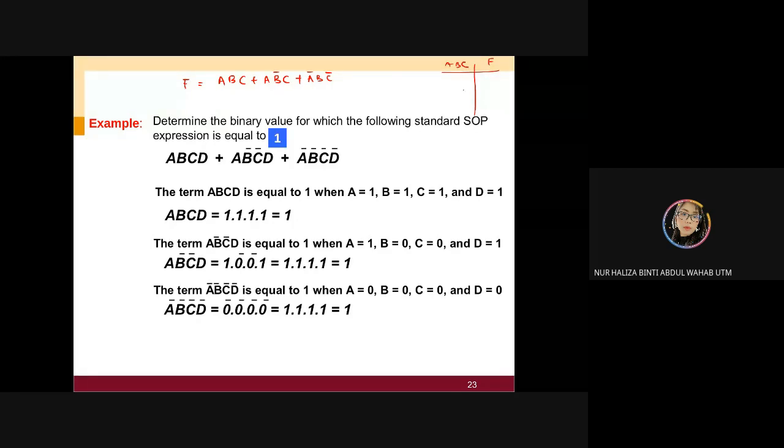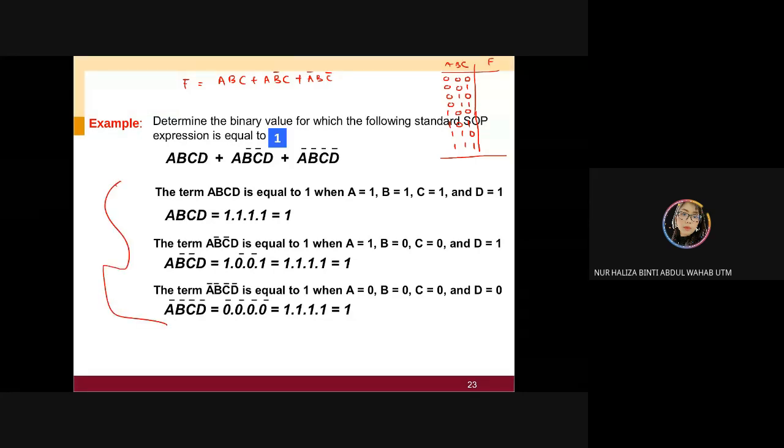Let me draw the correct table. 0, 0, 0, 0, 0, 1, 0, 1, 0, 0, 1, 1, 1, 0, 0, 1, 0, 1, 1, 1, 0, 1, 1, 1. From here, you know directly that A, B, C will get 1. This one also I know directly. But I want you to see in terms of this example.